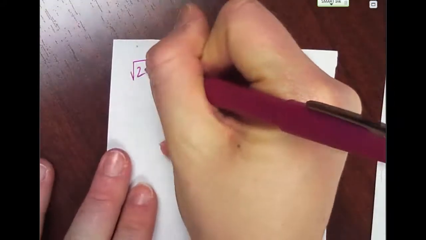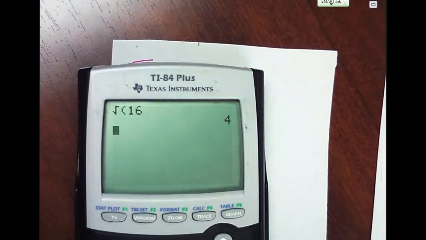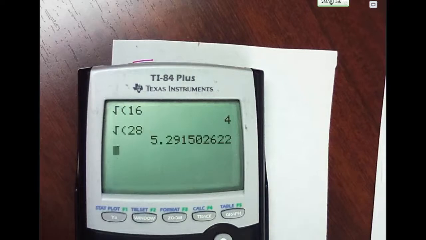So the first one on your paper is the square root of 28. Okay, so if I put square root of 28 in my calculator, well, first I'll put 16 so I show you it's a perfect square. Okay, so I just get 4. If I put 28 in my calculator, I get this weird decimal. So what we want to do is simplify it to where it's not a decimal, it's just a simplified radical.